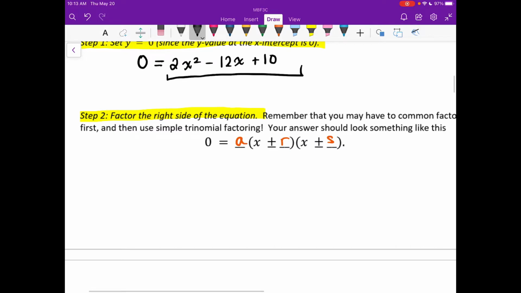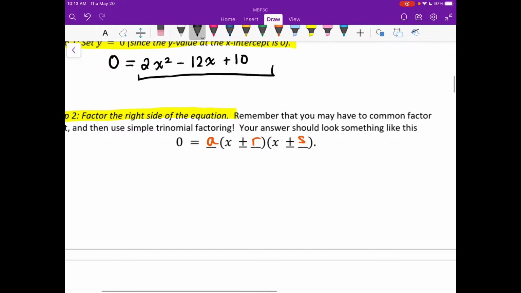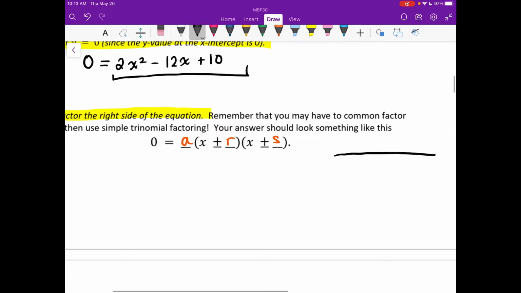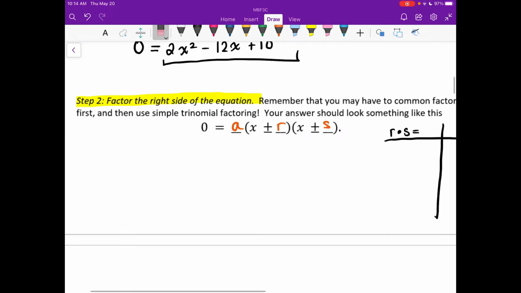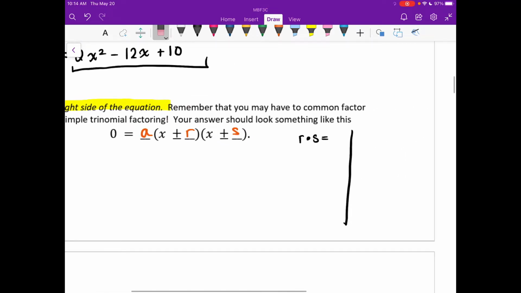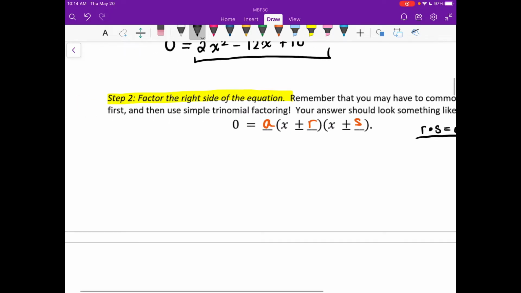Right? And when we're factoring, you need to remember that you need to find r and s, like I have written down here. So how do you find r and s? If you remember back from when we were factoring, r times s is going to give us our c value, and r plus s is going to give us our b value. Before we can do that, the first thing we need to do is find a common factor.